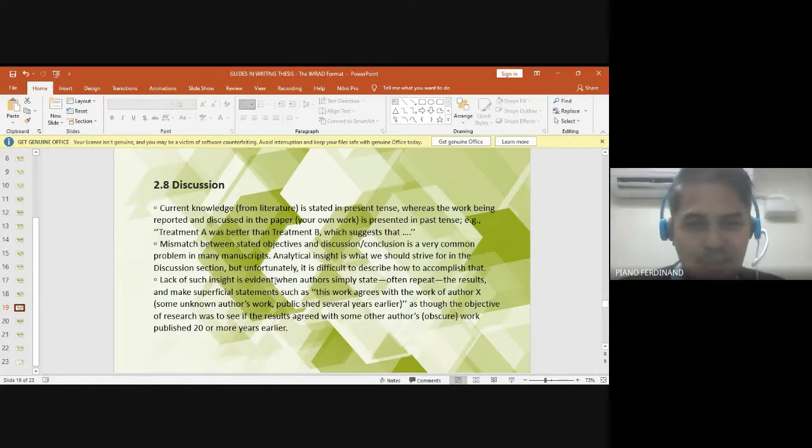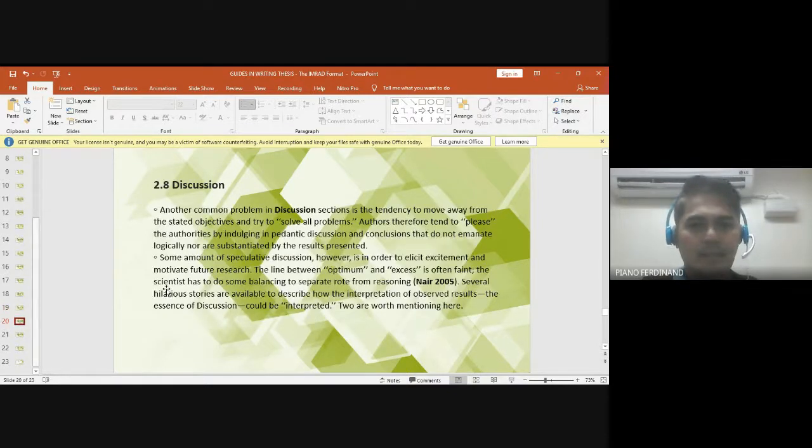kailangan din daw pong pag-aralang mabuti, no? Baka may mga mismatches na nangyayari between your objectives and your discussion. Okay, remember that in the introduction, na-establish mo dapat yung objective ng research mo. At dapat makita yun sa bandang dulo, no? Kung na-meet ba ng inyong results and discussion yung in-establish yung mga objectives sa introduction. Okay po? Fast track na po tayo sa iba pang mga parts.